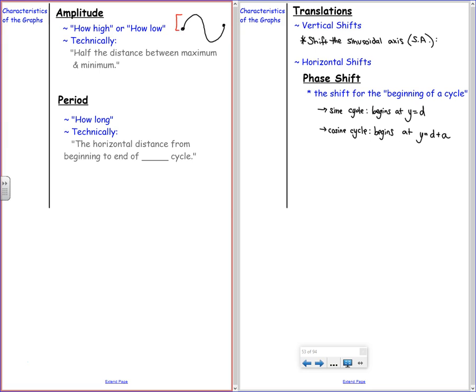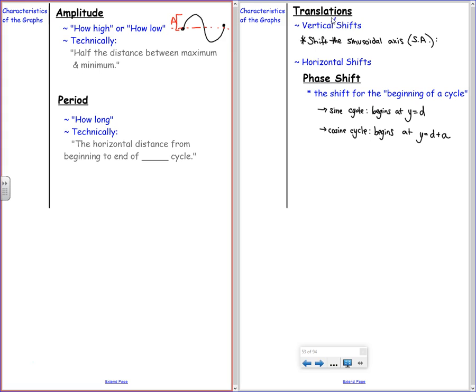And the reason it's half the distance is because amplitude says how high does the wave go from equilibrium, and similarly how low does the wave go from equilibrium. So it doesn't measure from the very top to the very bottom, it measures just from equilibrium to the top, okay? That's why it says half the distance.